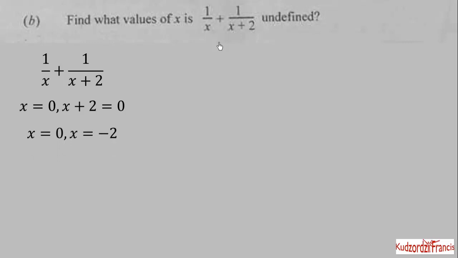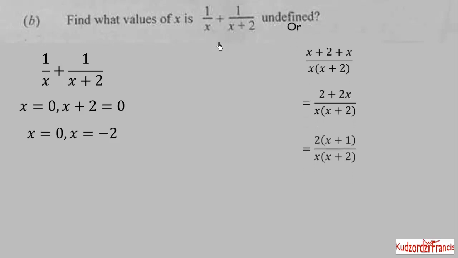Then look at another way that you can do it. You can also simplify the function. Then you can see clearly that the denominator must not be equal to 0. So the function is undefined when x times x plus 2 is equal to 0, and that will be x equals 0 or x equals negative 2.